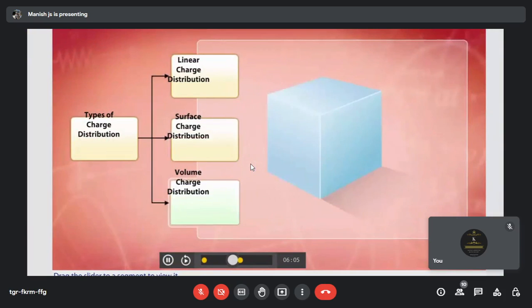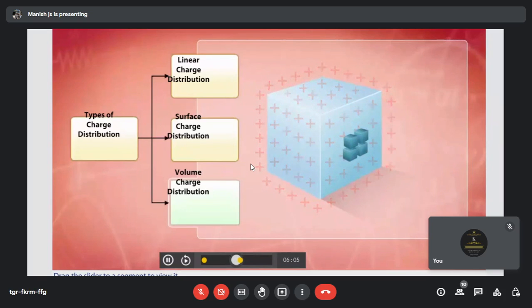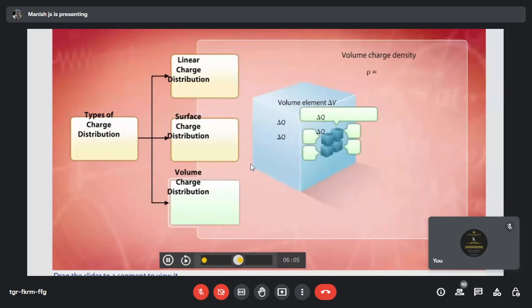The third type of charge distribution is the volume charge distribution. In such a type of charge distribution, the charges are distributed over a volume like that of a sphere or a cube. For a volume charge distribution like that of a charged solid body, we consider small equal volume elements, delta V. The charge contained in each volume element is denoted by delta Q. The volume charge density, rho, is defined as the charge per unit volume. The unit of volume charge density is coulomb per meter cube.